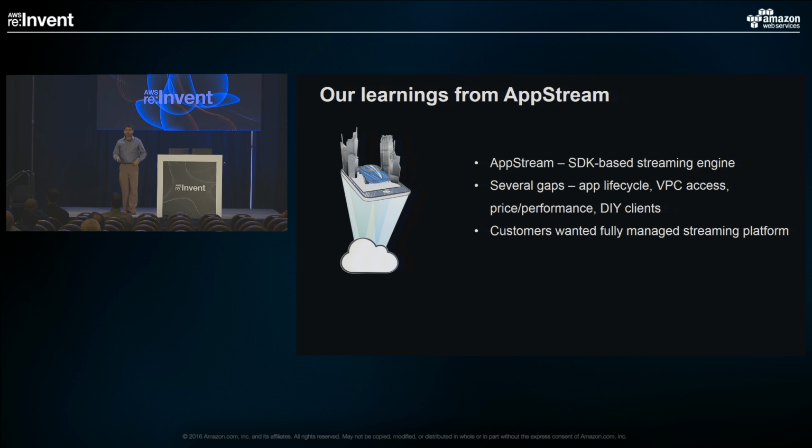Tosh talked about the two building blocks that are required. One is generating the frame. The second one is actually streaming the frame. Back in 2013, we also launched what's called Amazon AppStream, and that was our first effort to deliver the streaming capabilities back to the end users.